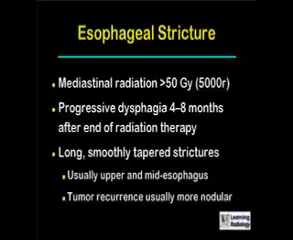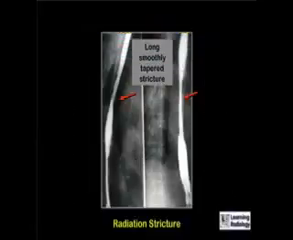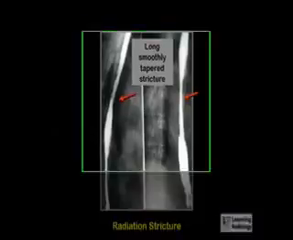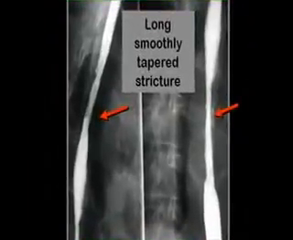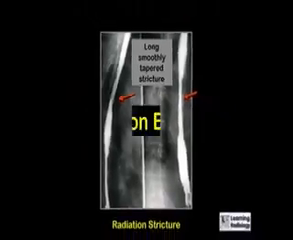Esophageal strictures produced by radiation therapy tend to be long and smoothly tapered strictures. They usually occur in the upper and mid-esophagus, and they can be differentiated from recurrent tumor by the fact that recurrent tumor is usually much more nodular than a radiation stricture. This is an example of a radiation stricture of the esophagus. You can see that there is a long, smoothly tapered stricture of the upper portion of the esophagus. This patient received radiation for a carcinoma of the lung.